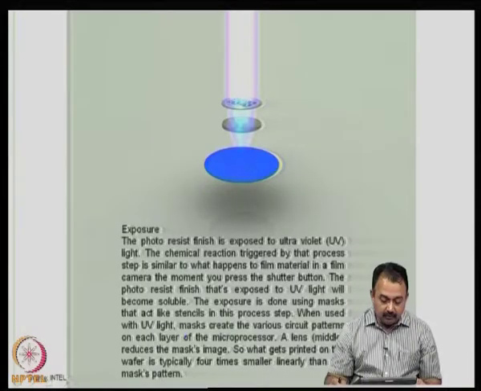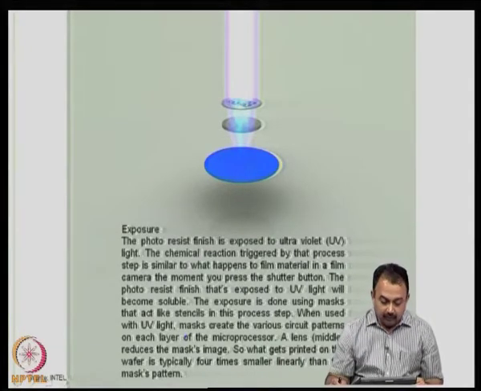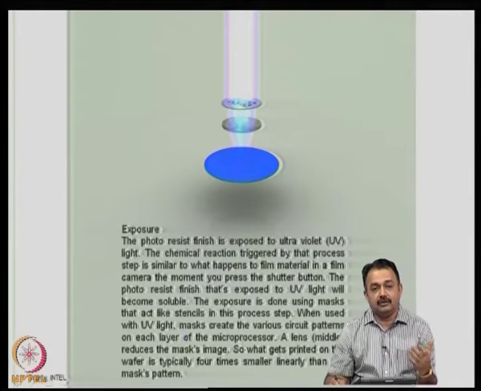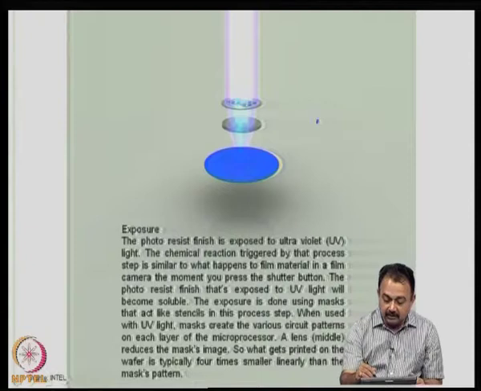Now, these solvents have to be environmentally acceptable. You can't use organic solvents that pose hazards to the environment. So, those things will be taken care of by the industry. Now, we are talking about exposure, that is the next step. What is exposure? You are exposing this photoresist to UV light, and when you are exposing this, you are going to use what is known as the mask.